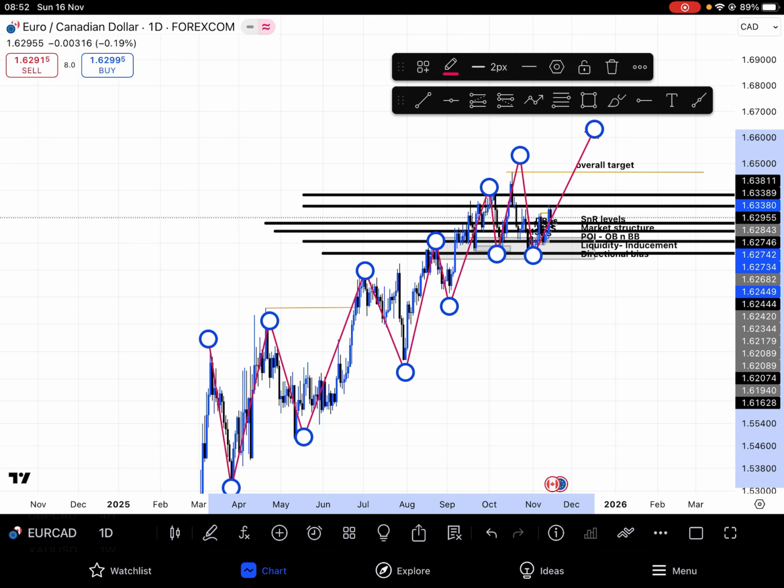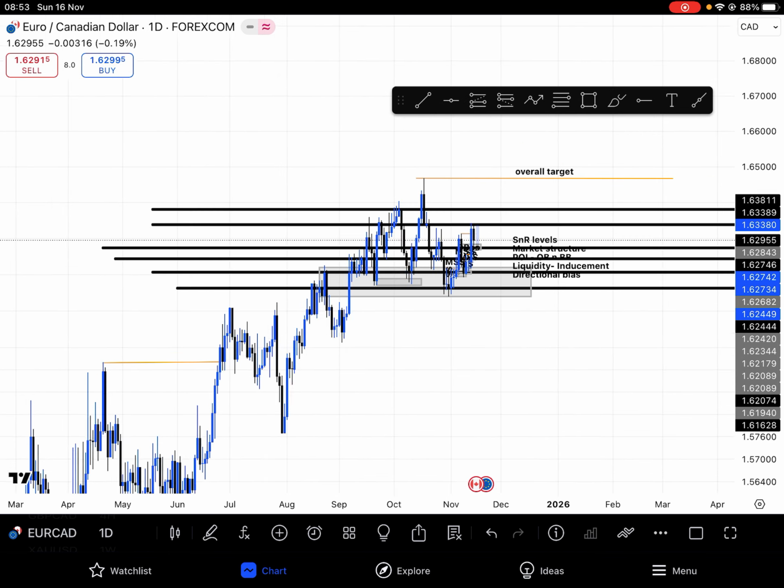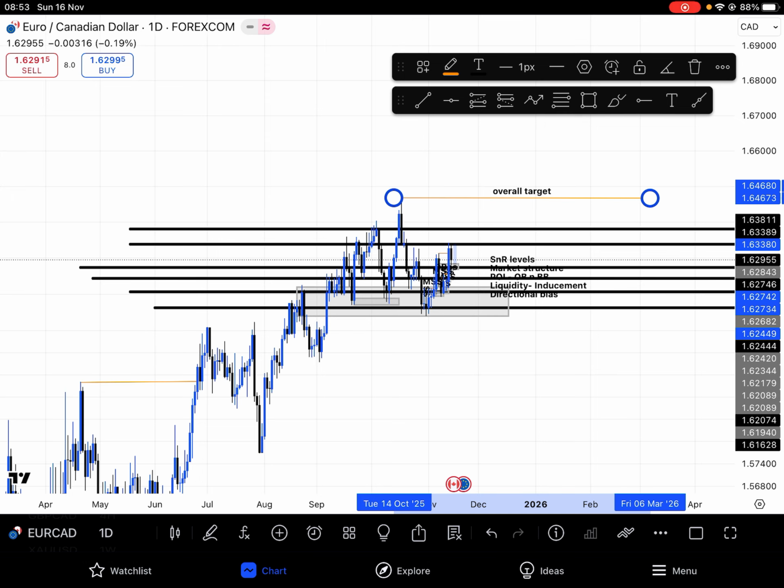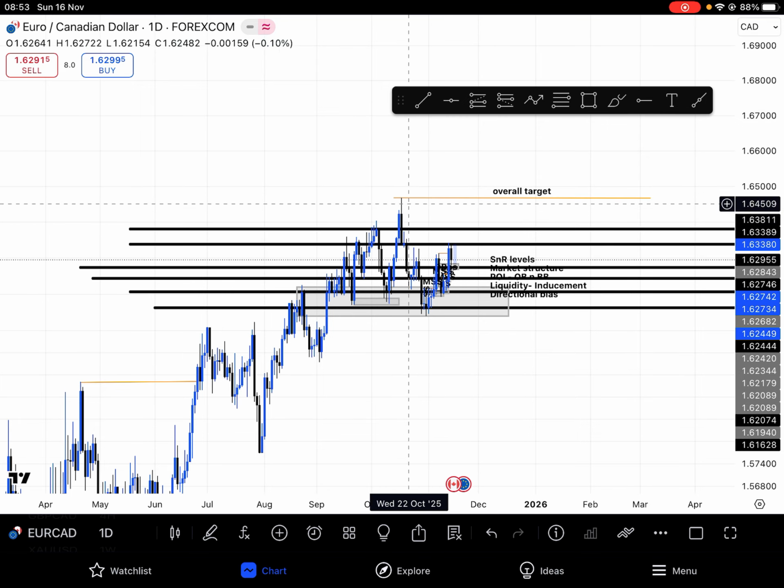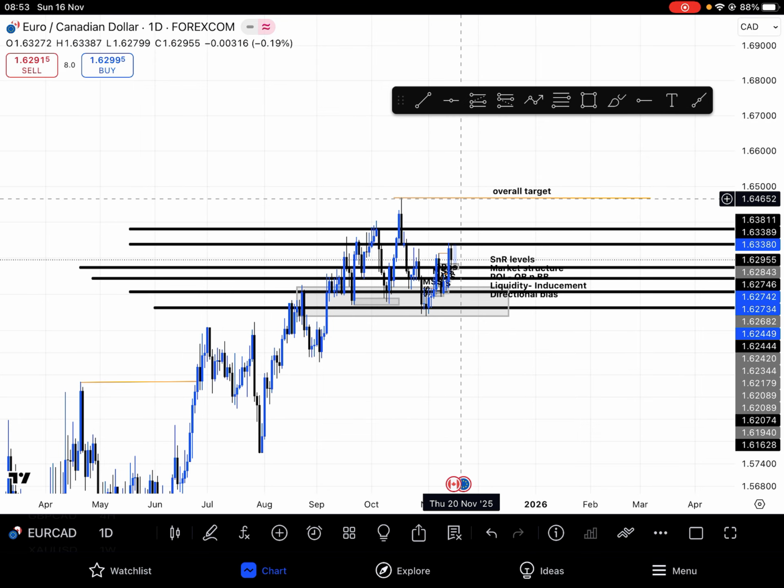So now that we know that this is the next target, we know that we are bullish. So we'll keep buying until we break this target here or till we get here.